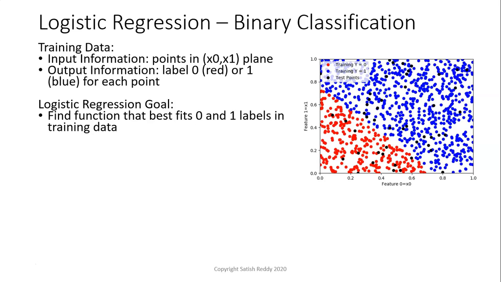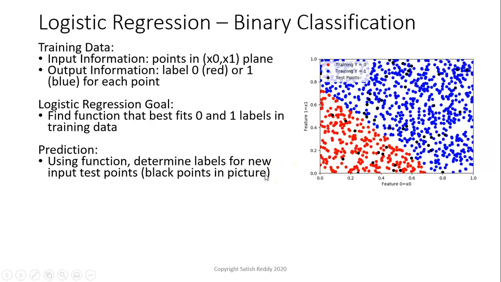And the logistic regression goal is to find a function that best fits the 0 and 1 labels in the training data. In this case, you can see, roughly speaking, the 0 and 1 regions are separated by a diagonal line like this. Below that line, the labels are 0, and above the line, the labels are 1. So the goal would be to find that function.